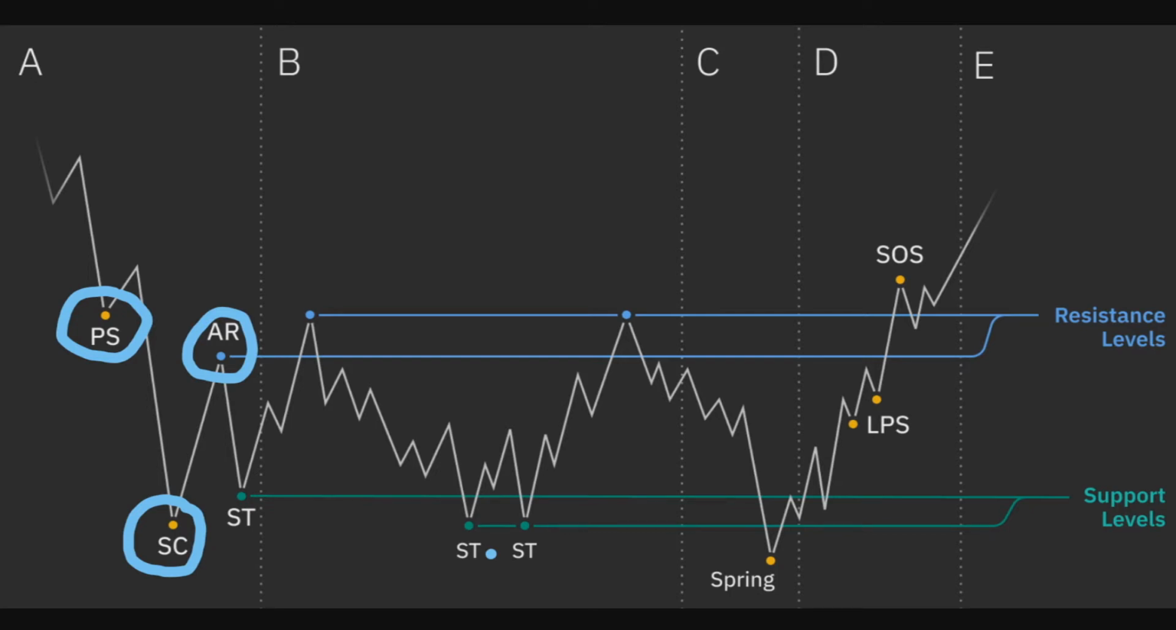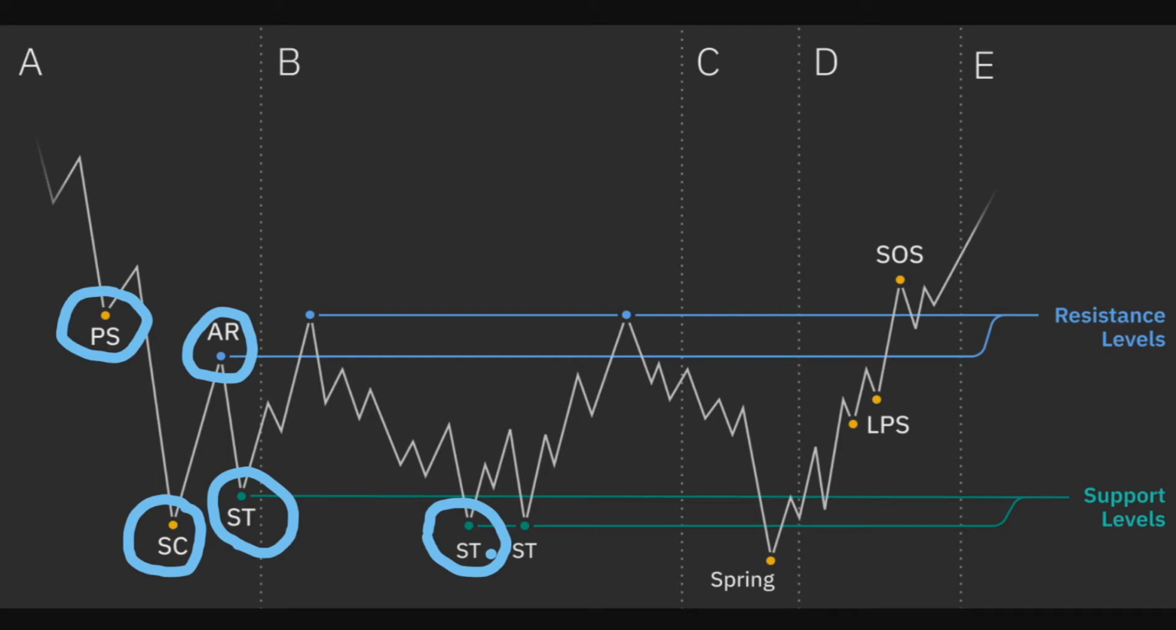Once a trading range has been established by the selling climax and the automatic rally, we enter into Phase B. Phase B is based off Wyckoff's law of cause and effect. This is the consolidation stage in which the composite man accumulates the highest number of assets possible. During this stage, we'll also witness what are known as secondary tests. This is the time in which the composite man tests the selling climax to ensure that the bears are out of steam and that the bulls are in control of the market.